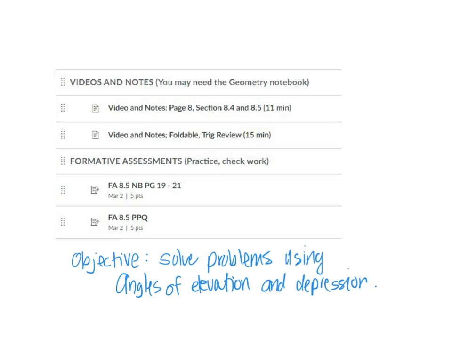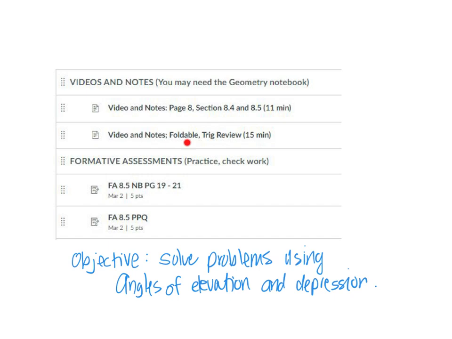All right, our next thing is the new material for this week, and this will be section 8.5. Part of it is actually a continuation of section 8.4 also. So there will be two different video sections. You will need your notebook for both of those. One is on page 8 and has to deal specifically with the angles of elevation and depression. And then the next one is the foldable.